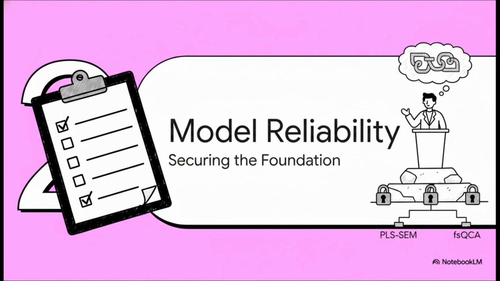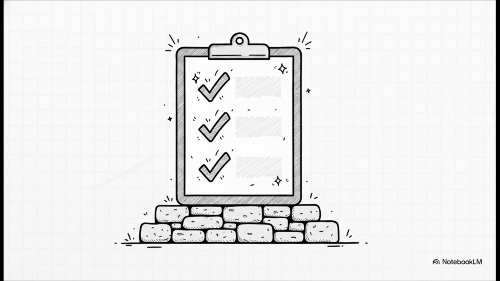Moving right along to Section 2, the reflective model reliability checklist, or as I like to call it, securing the foundation. I really want you to treat this like a literal survival checklist. Before anyone believes your complex configurations, your underlying data just has to be rock solid. You need to memorize these minimum thresholds. Indicator reliability? That requires outer loadings greater than 0.708. Internal consistency? You'll need a composite reliability greater than 0.70. And convergent validity needs an average variance extracted strictly greater than 0.50. Just rattling these off builds an absolutely undeniable foundation for your work.